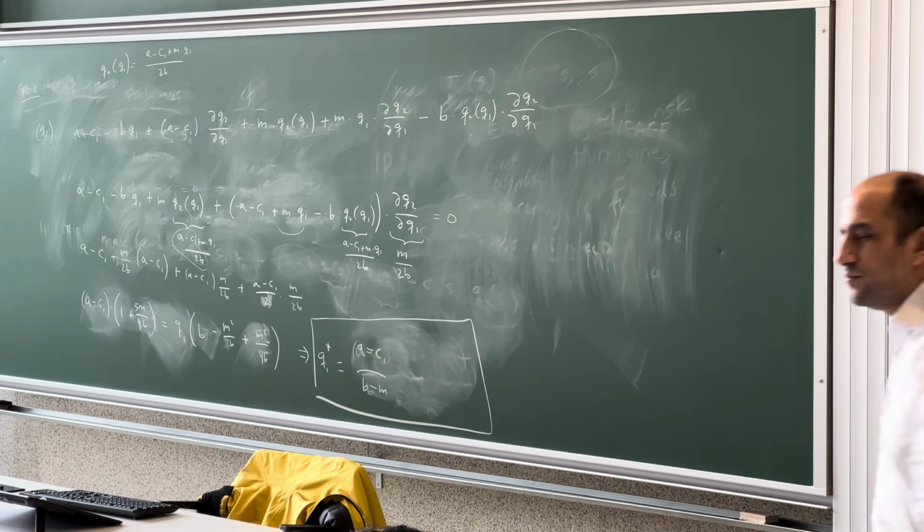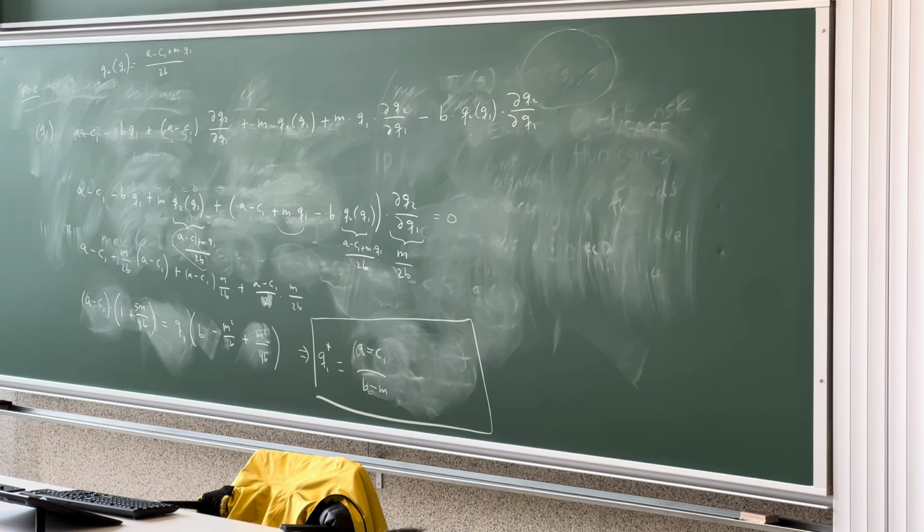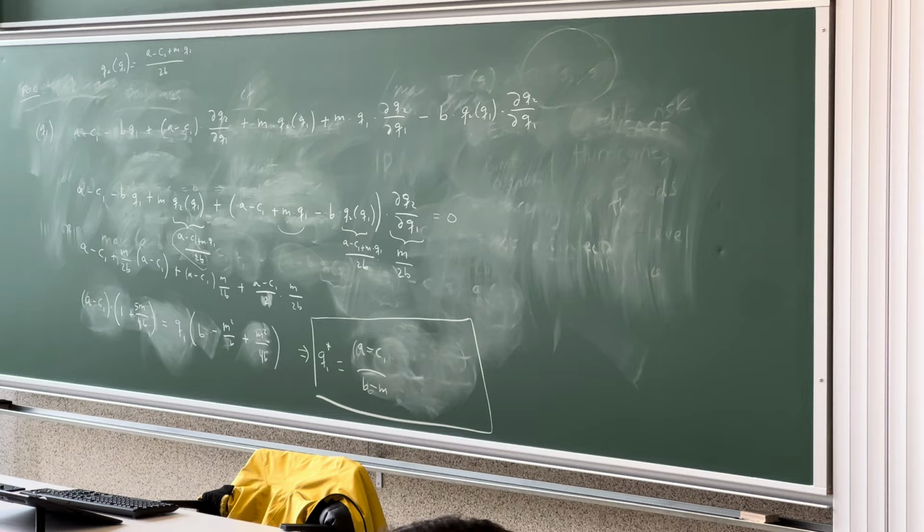I've got a question, why is Q2 a function of Q1? Because the planner knows that in the second period, the monopolist is going to have a different quantity based on what the marginal cost is. So if the planner decides to use a very high quantity in the first period, the monopolist is going to have a lower cost in the second period. Like C2 equals C1 minus M times Q1, for example.